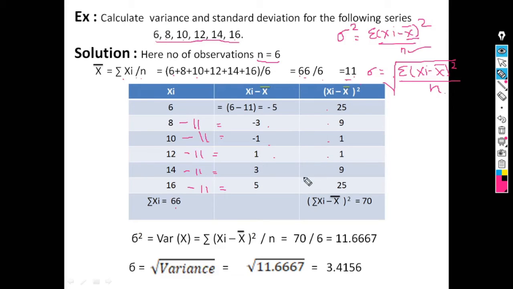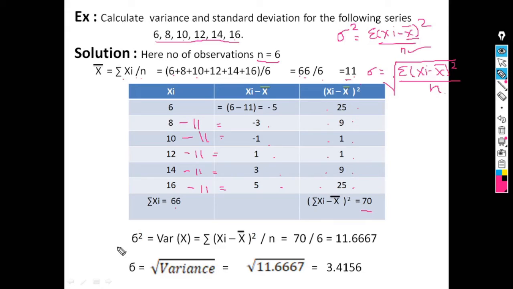1 square is 1. 3 square is 9. And 5 square is 25. Now take the sum of all these numbers, that is 25 plus 9 plus 1 plus 1 plus 9 plus 25. So it is 70. Now we have to calculate variance and standard deviation.